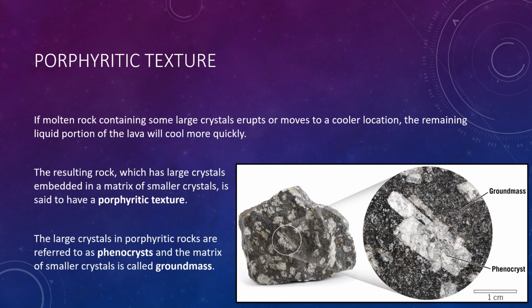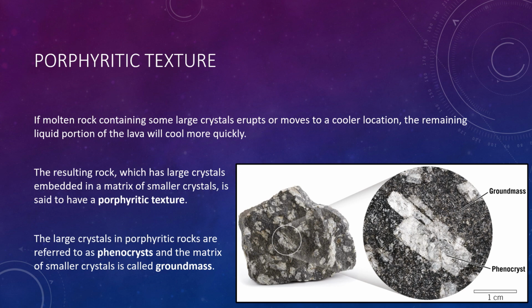Well, sometimes we have a mix of both. A large mass of magma may require thousands or even millions of years to solidify. Because different minerals crystallize under different conditions of temperature and pressure, it is possible for crystals of one mineral to become quite large before others even begin to form. If molten rock containing some large crystals erupts or otherwise moves to a cooler location, the remaining liquid portion of the lava will cool more quickly.